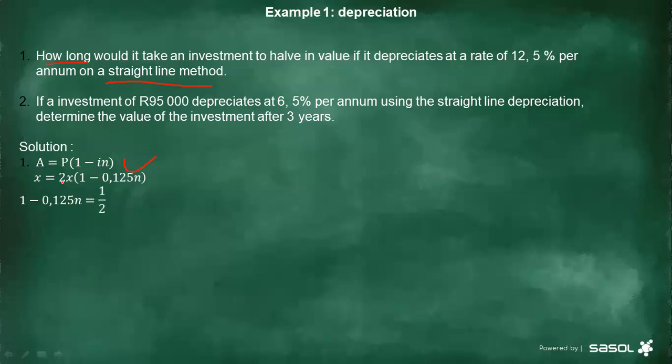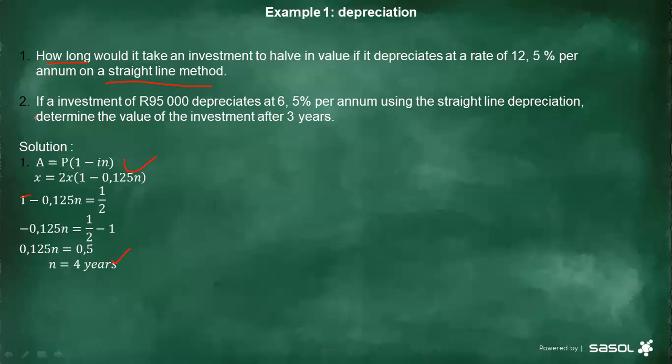You are then going to divide by 2x, and then it's going to give you 1/2. Then you're going to transpose this positive one to this side because we are looking for n, and thereafter you divide by 0.125, and then it's going to give us n as 4 years. So it's going to take us 4 years.